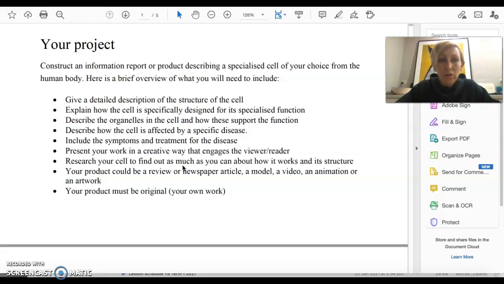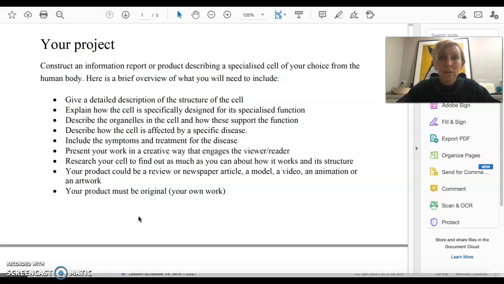So your project is to construct an information report or a product describing a specialized cell of your choice. This needs to be a human body cell, and you need to do the following. You need to give a detailed description of the structure of the cell. What that will mean is that you're drawing some kind of original diagram. You can't just take a diagram from the internet. You need to label it and describe that structure.